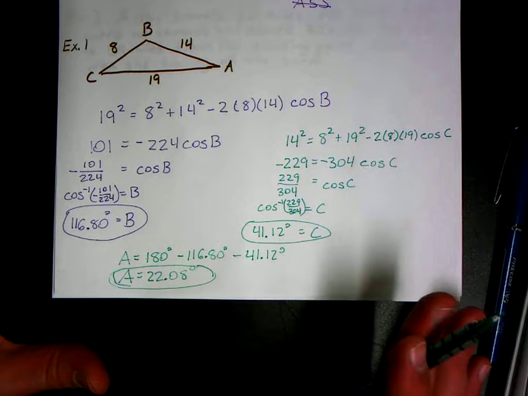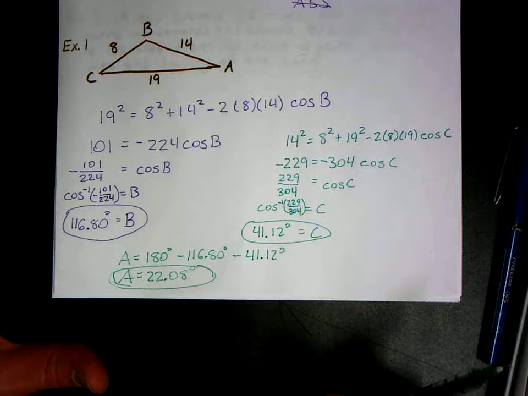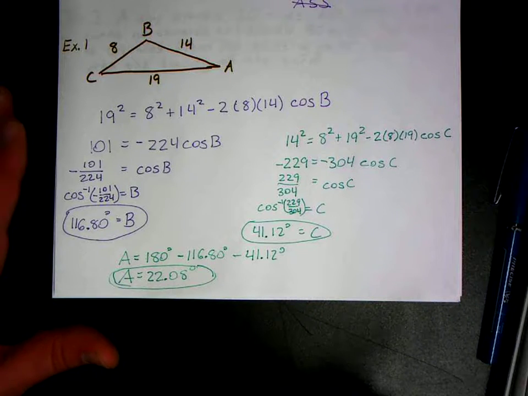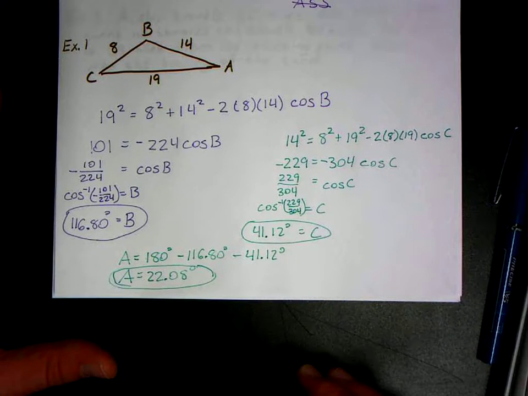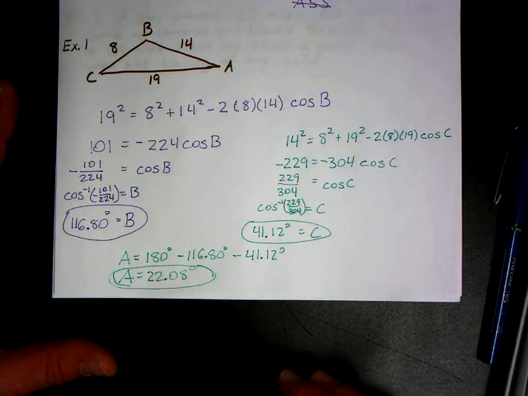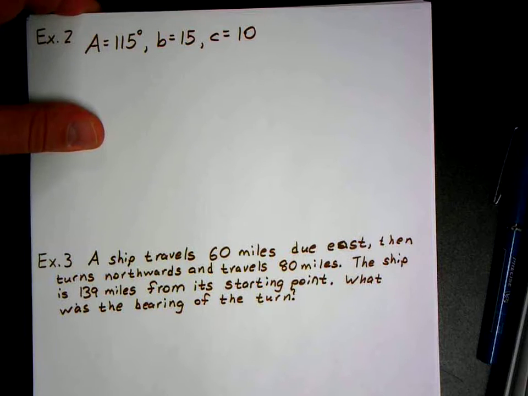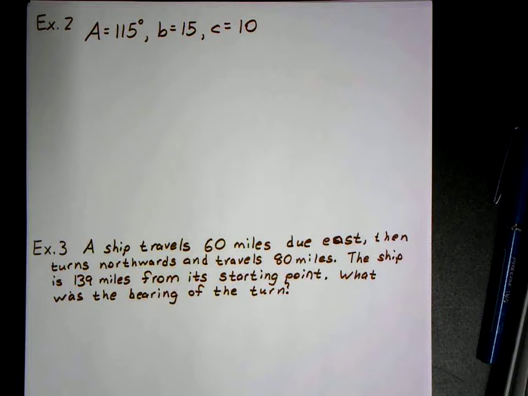Can you find it with just one angle, and that's it? No, because you have to have three numbers in order to do this. Even with law of sines, we had to have three numbers. With law of cosines, you have to have at least two sides.